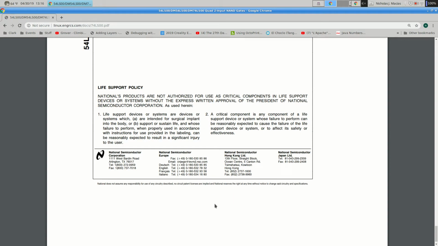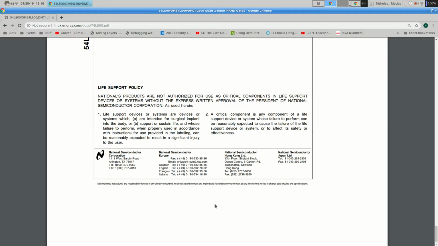And then life support policy. You're not supposed to use these chips for life support applications. So that's not going to affect us, because we're not doing any life support systems in our labs. But it's a legal thing, right?